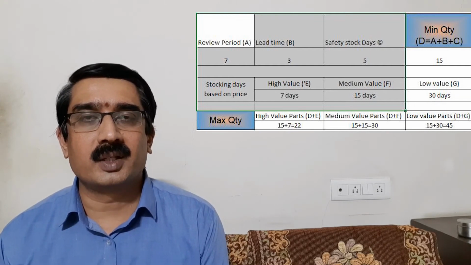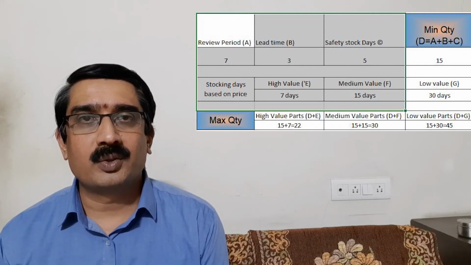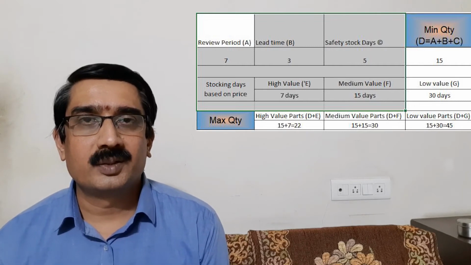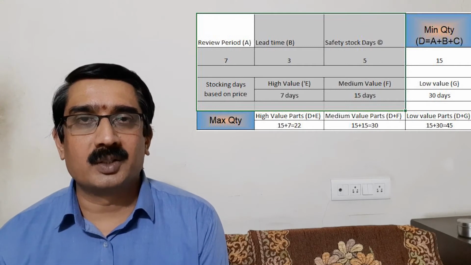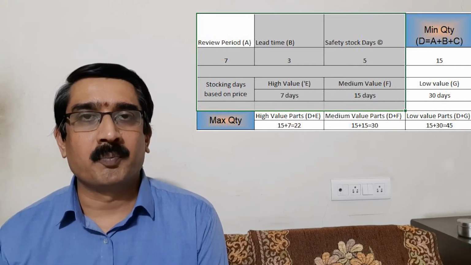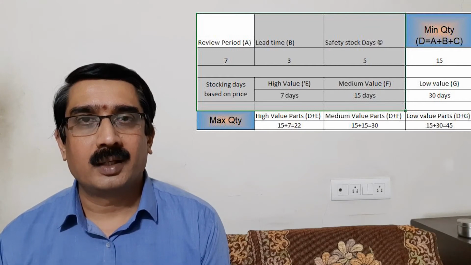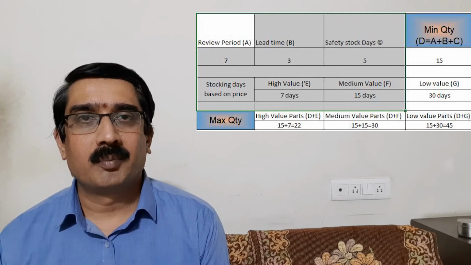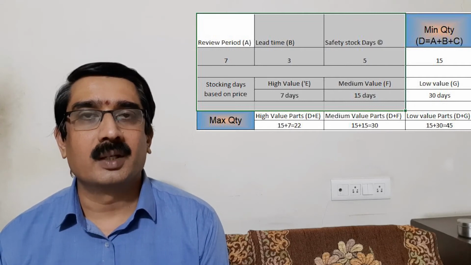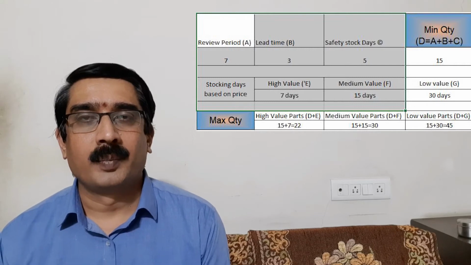Again, in such cases, we should not go out of stock. So we should have sufficient stock also. That is called emergency stock. So again, emergency depends on various parameters which were discussed in the previous session. So I must have 7 plus 3, 10, and then 5, 15 days of stock. This is called minimum quantity or minimum stock level for a particular part.